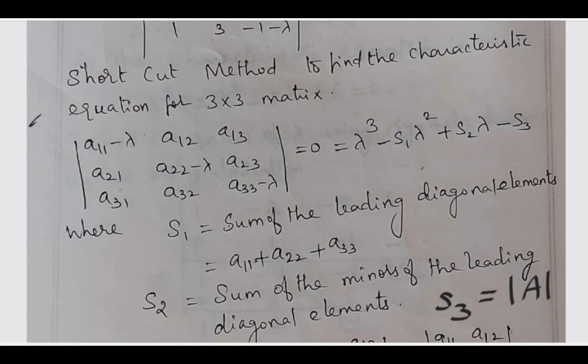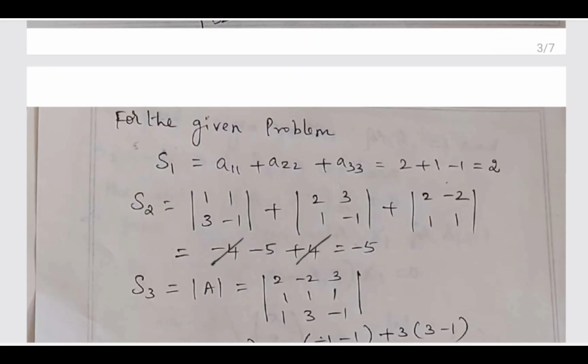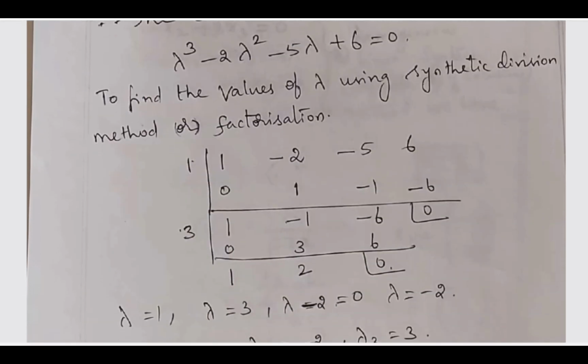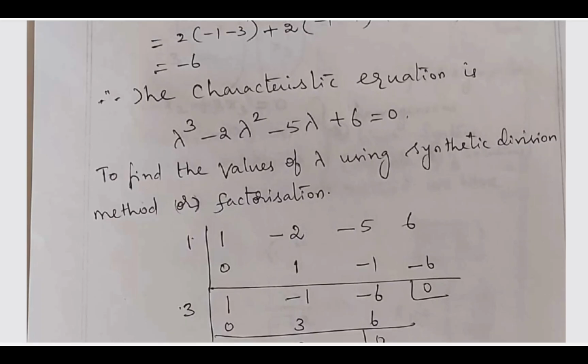So your lambda cube coefficient is always positive, lambda square coefficient is negative, lambda coefficient is positive, and again the constant term is negative. So based on S1, if it is any minus value, then it is minus of minus, it will become plus. So we have to be very careful in writing the final characteristic equation. So I have written the final characteristic equation: lambda cube minus 2 lambda square minus 5 lambda plus 6 is equal to 0. It gives you the characteristic equation.